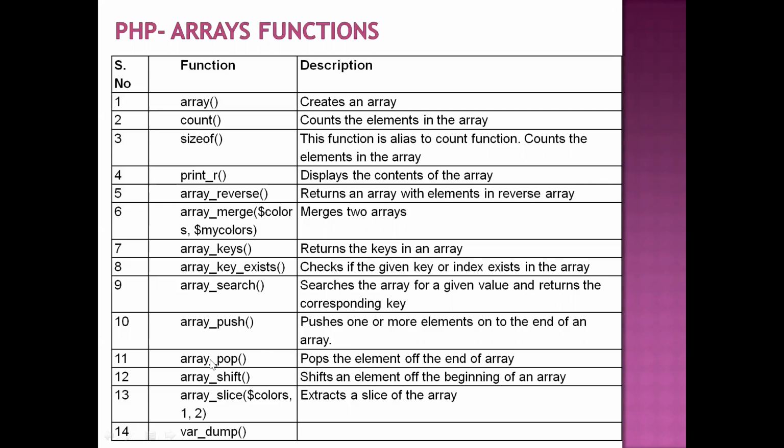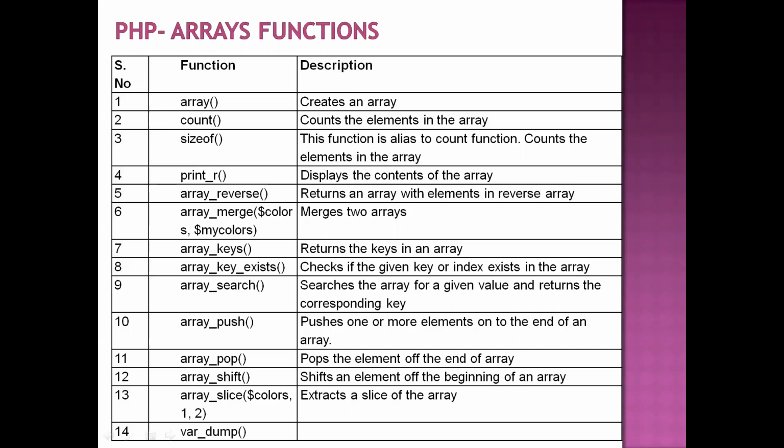Now see the next function, array_pop. This function is used for removing an element from the array at the end of the array. Okay, not from the beginning. Now see, we have one more function, the shift function. This shift function is used for removing an element from the beginning of the array. So this is just the reverse of the pop function.